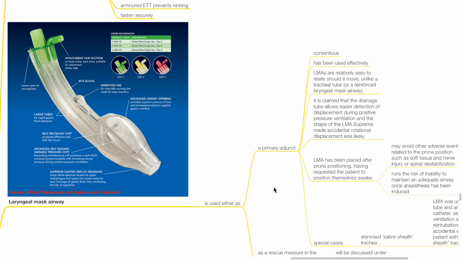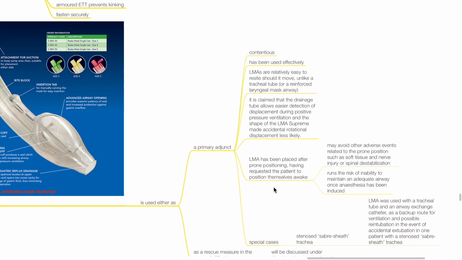LMA has been placed after prone positioning, having requested the patient to position themselves awake. This may avoid other adverse events related to the prone position, such as soft tissue and nerve injury or spinal destabilization. However, this runs the risk of inability to maintain an adequate airway once anesthesia has been induced.